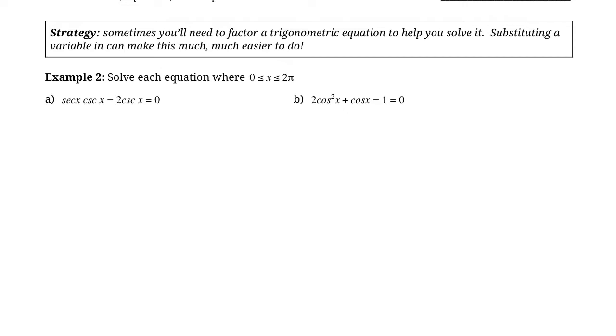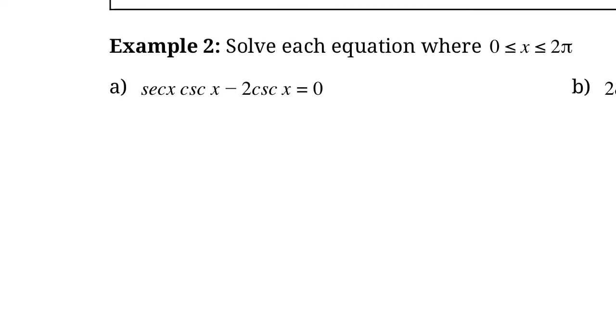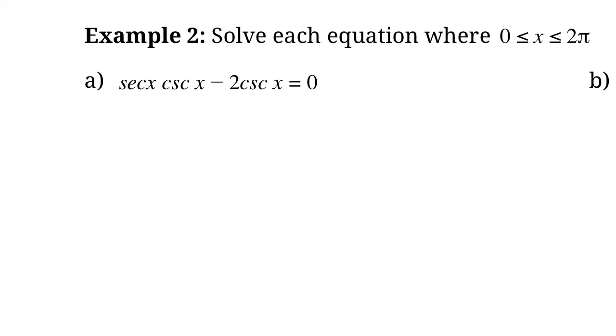So starting off with the first question, A, how do we solve this? This looks like a mess, right? We got secants, we got cosecants, but you'll notice both terms there have a cosecant x, right? So the first thing we should think of is factoring out that cosecant x. Let's see what happens when we do that.